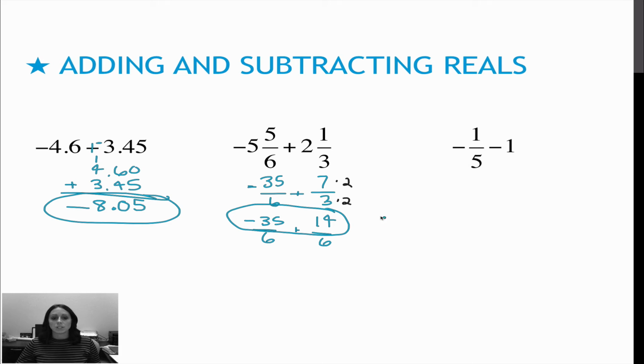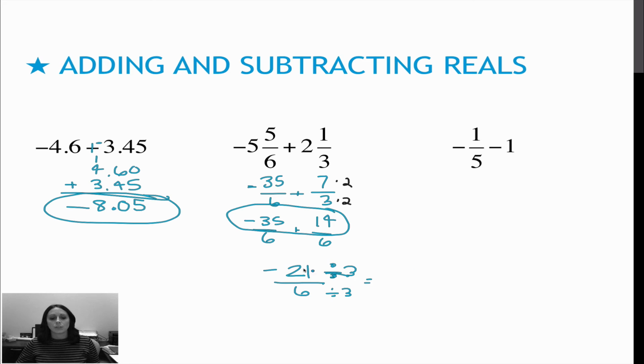Negative 35 and 14. These are different signs, so I'm finding the difference between 14 and 35, which is 21. Bigger number's negative, so my answer is negative. Make sure you keep it over 6. Again, if an improper fraction is okay, you're almost okay on this one. Unfortunately, with this one, we do have to reduce because 3 goes into the top and the bottom. So whenever you have a number that goes into both the top and the bottom, it's good to reduce.